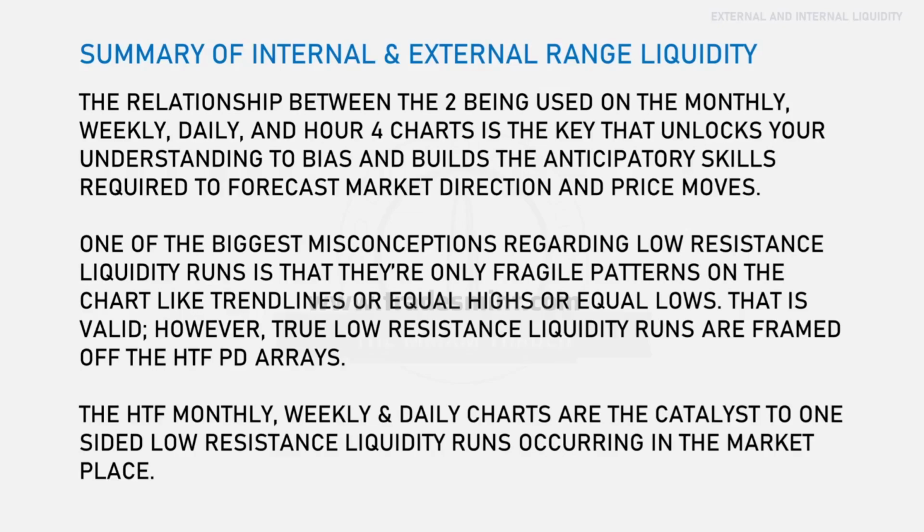that there are only fragile patterns on a chart like trend lines or equal highs or equal lows, that kind of patterns, but that is valid. However, true low resistance liquidity runs are framed off the higher time frame PD arrays, right? So think about that, monthly levels, weekly fair value gaps, and so on. The higher time frame monthly, weekly and daily charts are the catalyst to one-sided low resistance liquidity runs occurring in the marketplace.